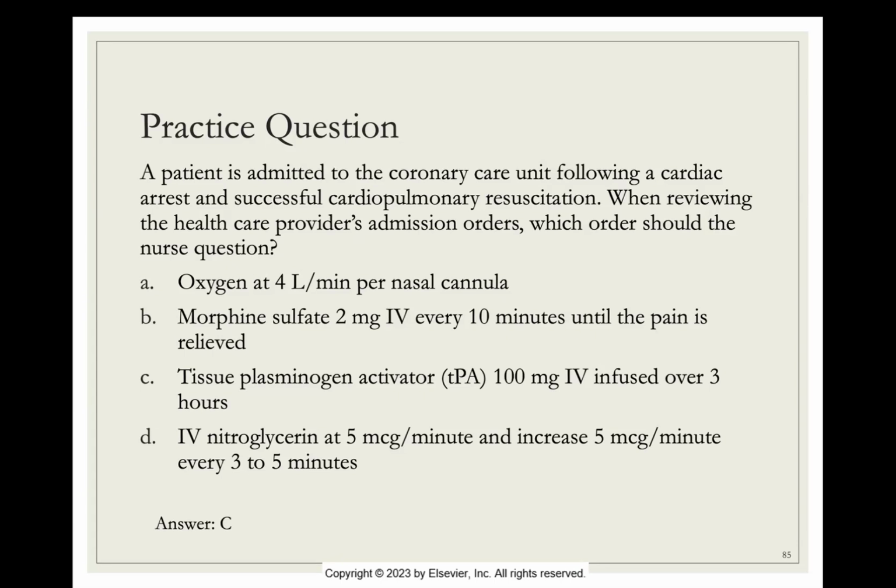We wouldn't want to just give TPA right away. And if we give TPA, it wouldn't be infused over 3 hours. So this is our big clot busting drug. We would only do this if the patient had a STEMI and there was no cath lab or PCI treatment available, and we would be giving it all in one dose, not infusing it over a long time.